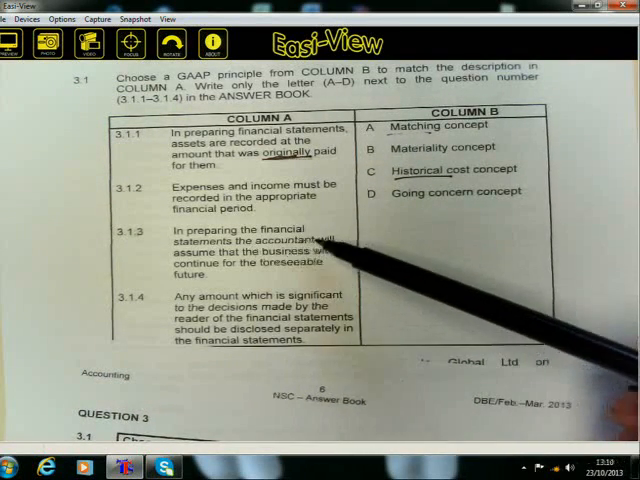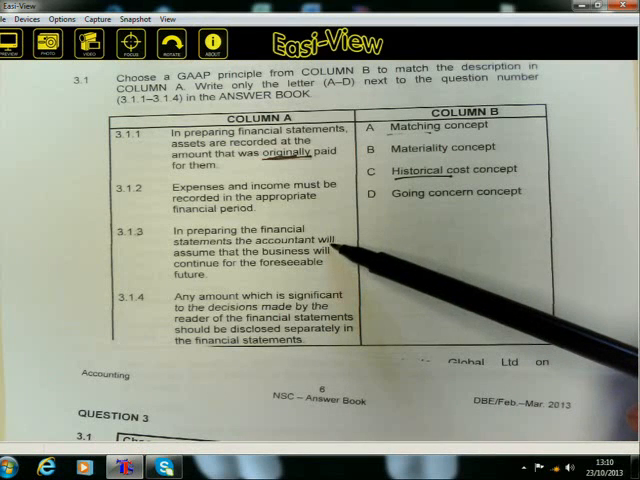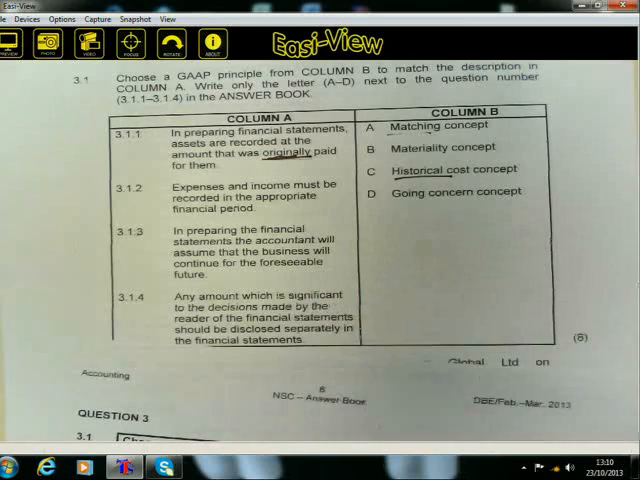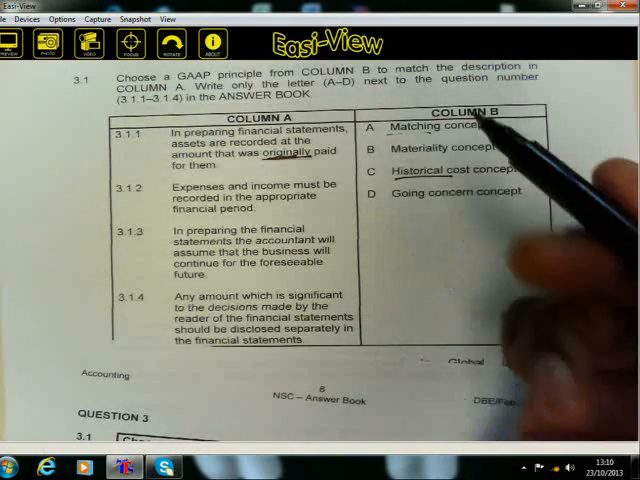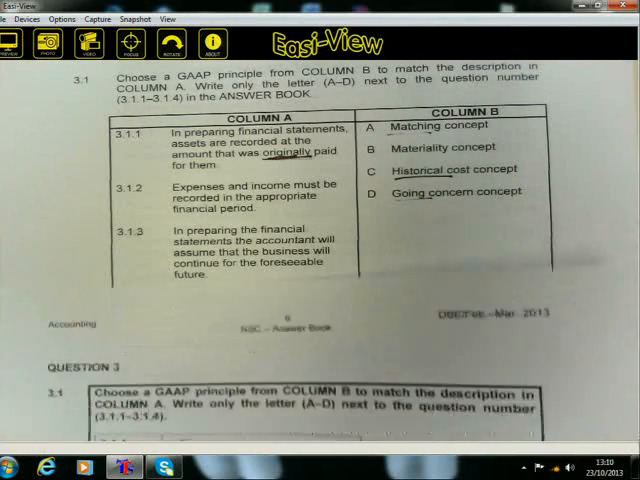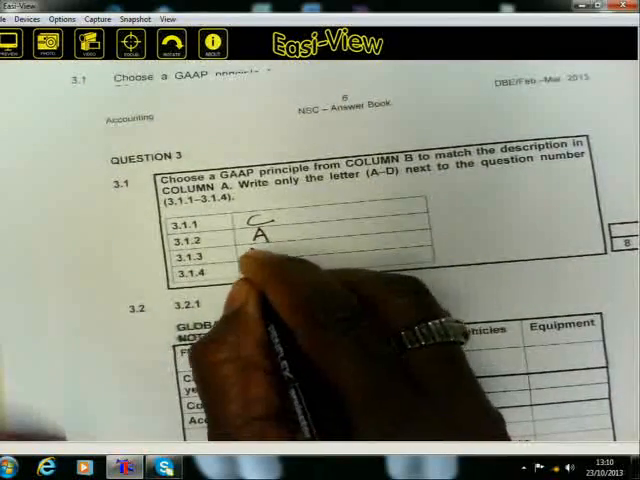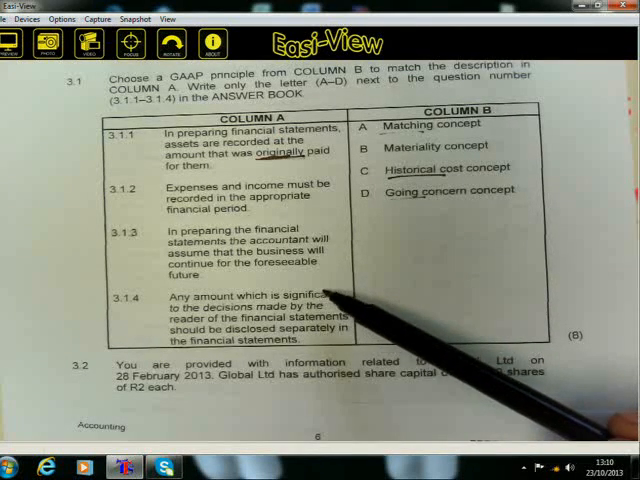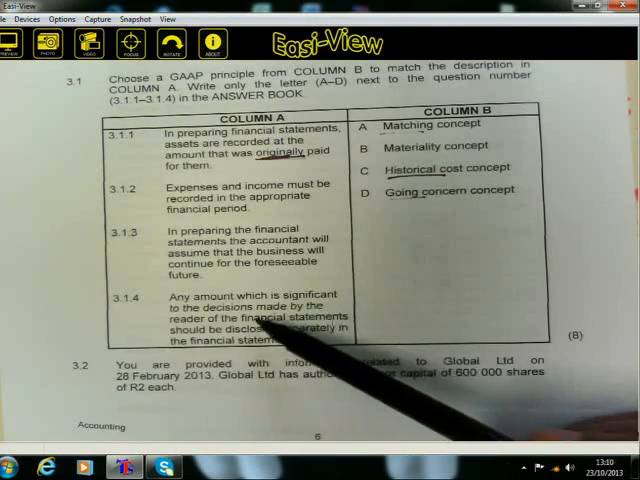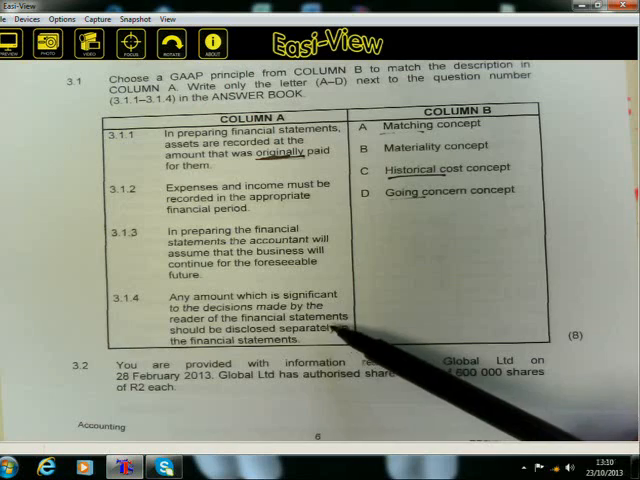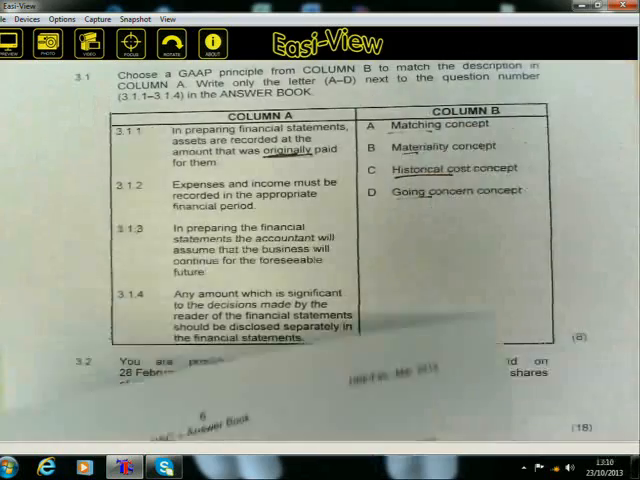3.1.3. In preparing the financial statements, the accountant will assume that the business will continue. If it continues, it means it is still going on. This one was very, very clear. I think everyone has got it correct. And that will be D. And 3.1.4, any amount which is significant to the decisions made by the reader of the financial statement should be disclosed separately in the financial statements. That is the materiality concept.